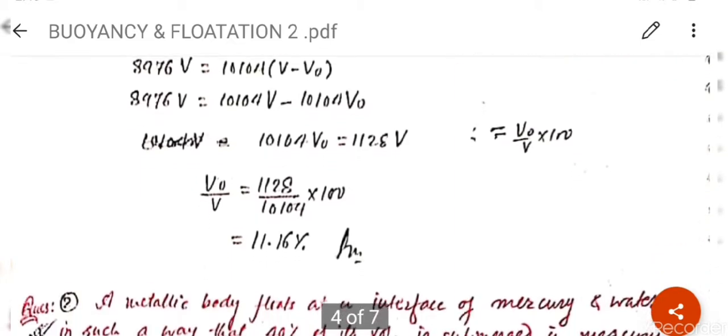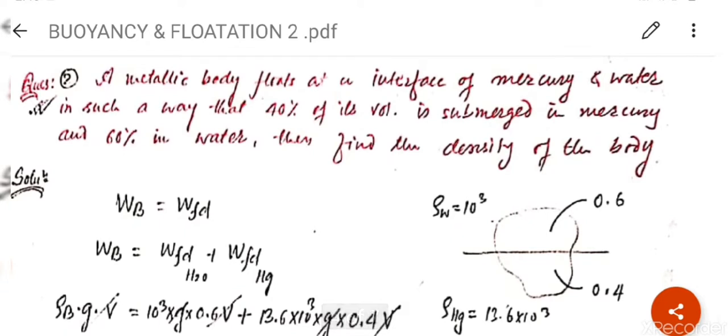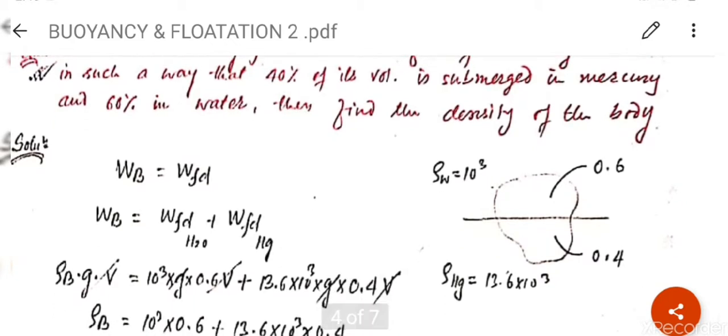Now we will solve the next question. A metallic body floats at an interface of mercury and water. There are two liquids in this, which ones? Mercury and water. In such a way that 40% of its volume is submerged in mercury and 60% in water. Then find the density of the body. Clear? See the diagram first. This is the body. Clear?